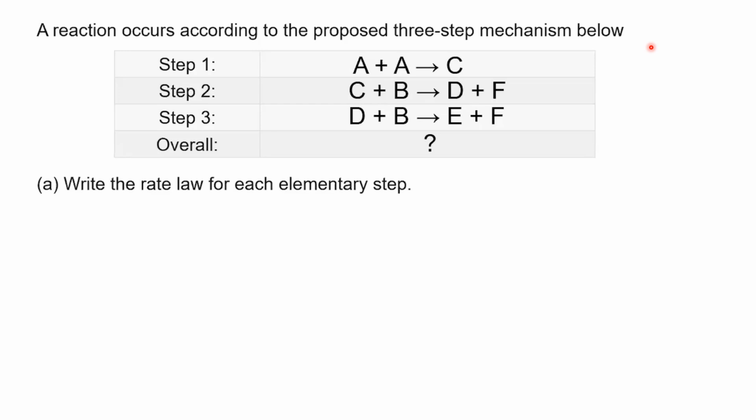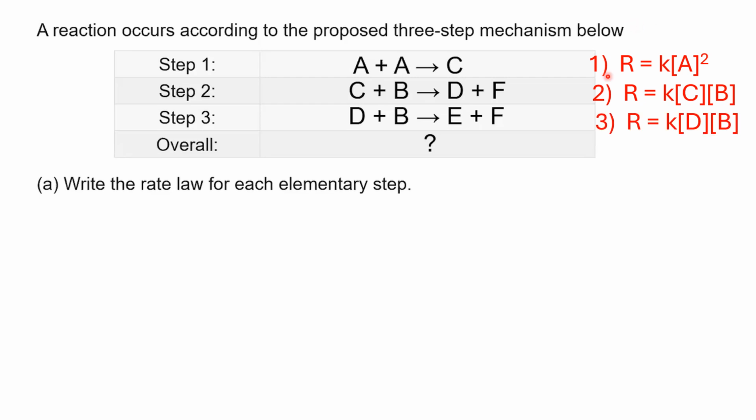Okay, so hopefully for the first one you got R equals K times A squared, because there are 2 moles of A, or 2 molecules of A in that step. For the second one, R equals K times C times B, just raised to the first power because that's what's in that step. And then step 3 should be pretty much the same thing, only with R equals K times D times B. So those are our 3 rate laws. Okay, so we answered that question.